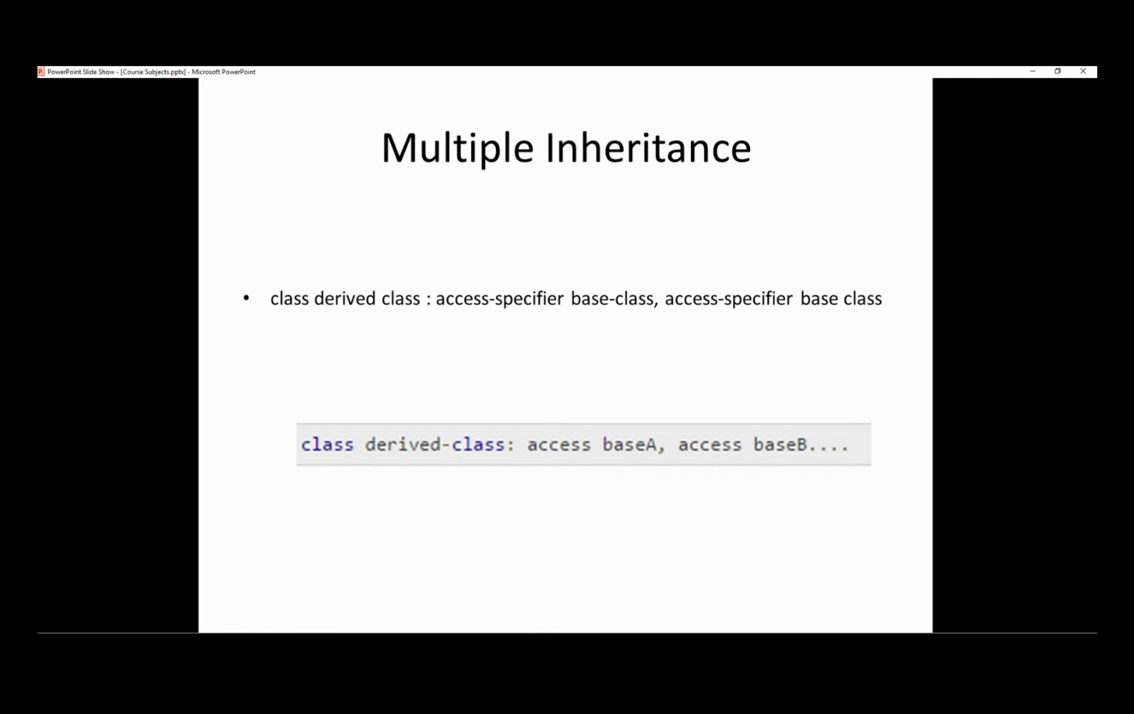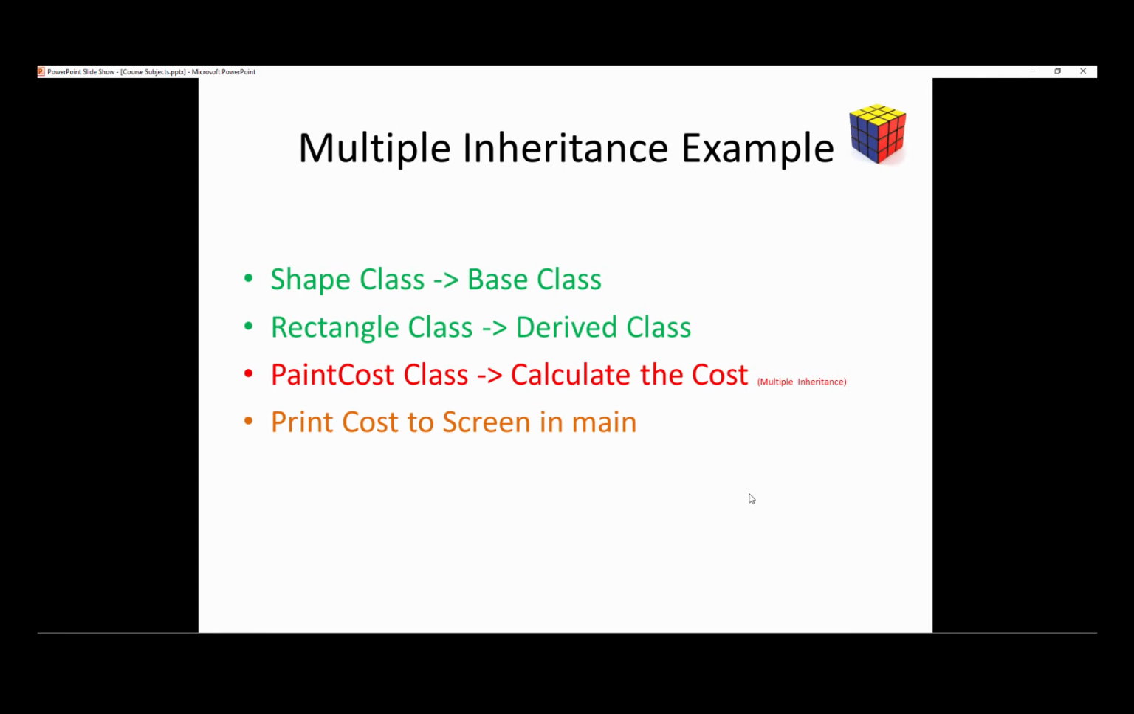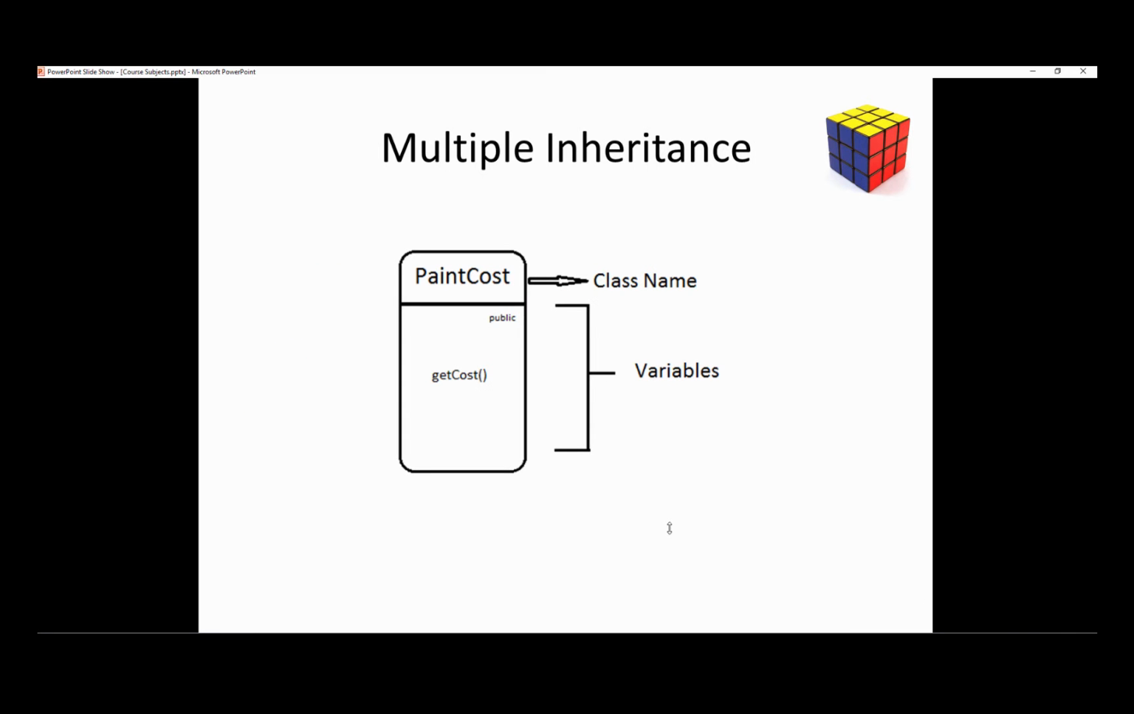So to give an example, we are going to add another class into our latest example. We are only going to add some new changes to it. With our latest code, we calculated the area of the rectangle. What if I want to paint it, and I am curious about the cost that I need to pay for it? So I am going to write another class named paint cost, and it is going to have a function for calculating the cost information.